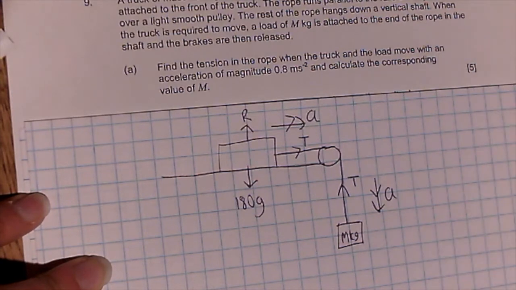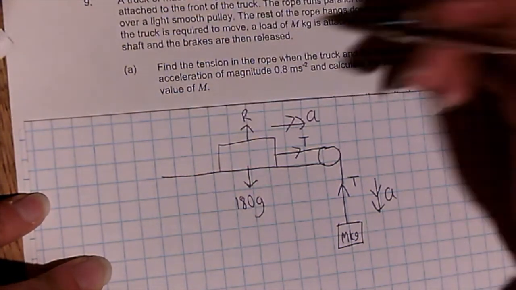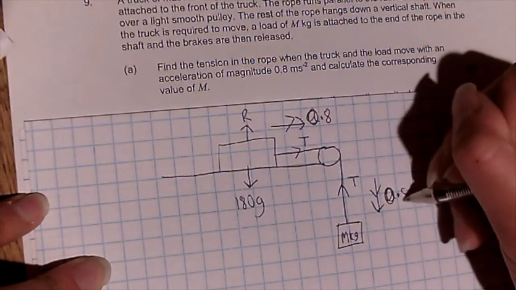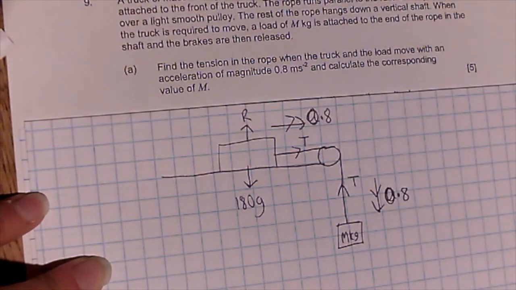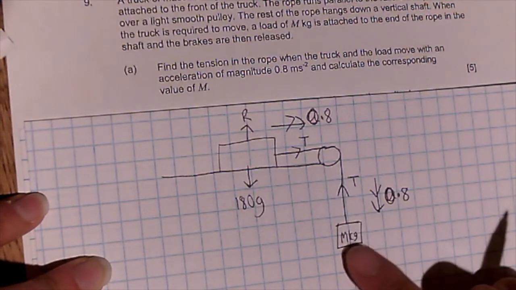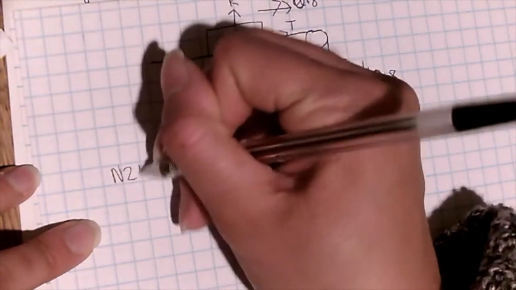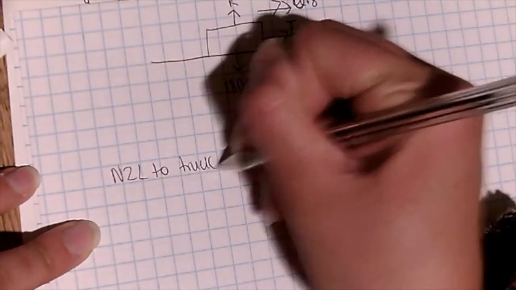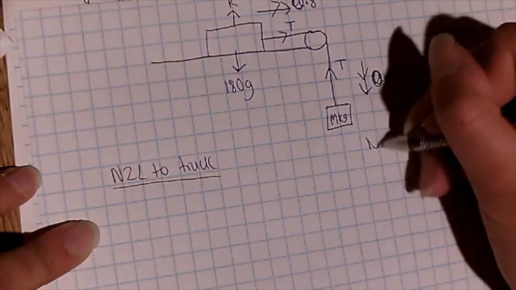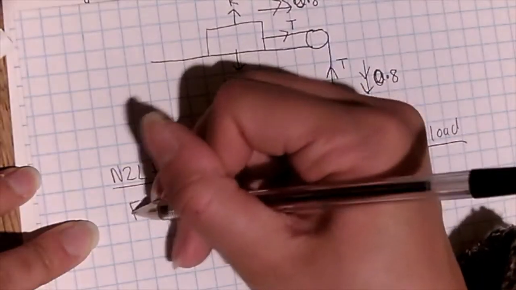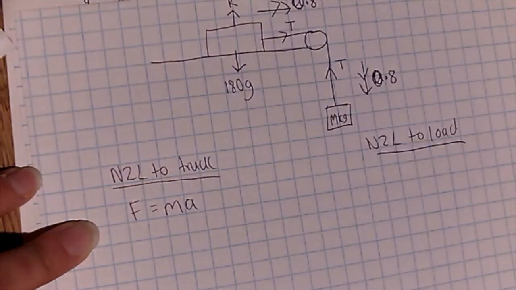Part A is now telling us that the acceleration is 0.8. So we can actually change this a to 0.8 on our diagrams because we know the actual size of the acceleration. Now, we want to find the tension in the rope and the value of m, so the weight of this load here. So we need to apply Newton's second law to the truck, and we want to apply Newton's second law to the load. So Newton's second law is F equals ma, force equals mass times acceleration.